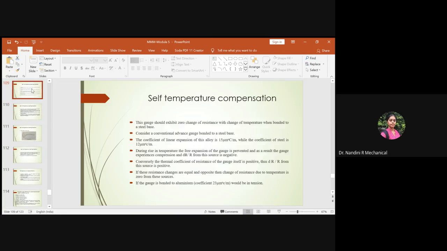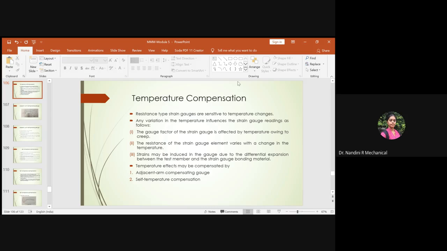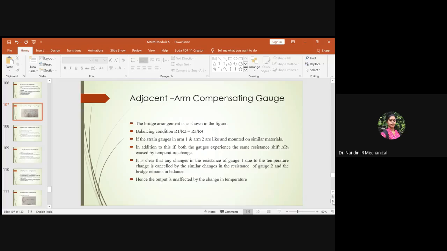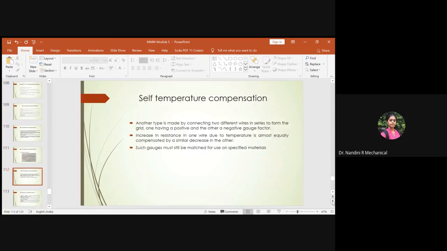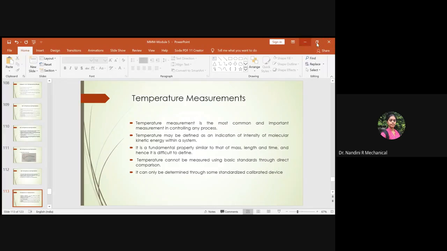The other method was arm compensation. Under temperature compensation, we have two methods: adjacent arm compensation and self temperature compensation. You should explain both. Before explaining, you should tell the reason for temperature compensation, why it is needed. Then start with a neat diagram and explain both the methods. So this ends the first half of your module 5, and in the next class we start with the temperature measurements.